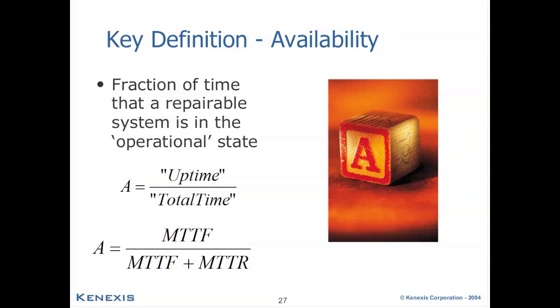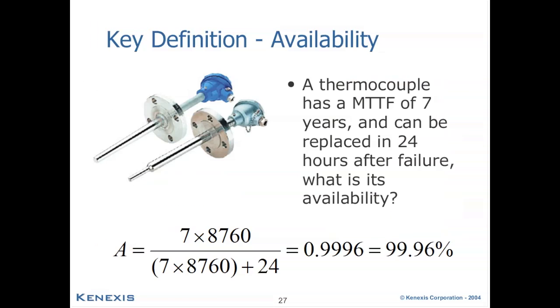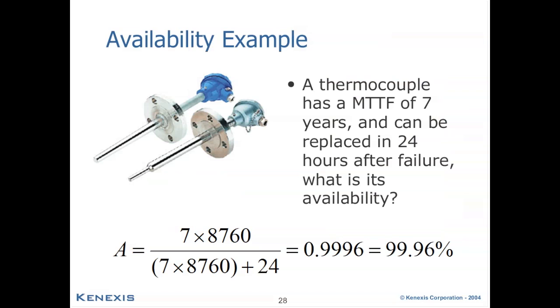We'll be using that in the equation up ahead in terms of availability, which we consider as the fraction of the time that a repairable system is in the operational state. We look at that as a view of the system's uptime versus the system's total time, which, as presented below, is the mean time to failure over the mean time between failures, MTTF plus MTTR, the mean time to repair. So using the example of a thermocouple that has an MTTF of 7 years and a relatively short MTTR of 24 hours, we see that a component with these requirements will have an availability of roughly 99.96%.